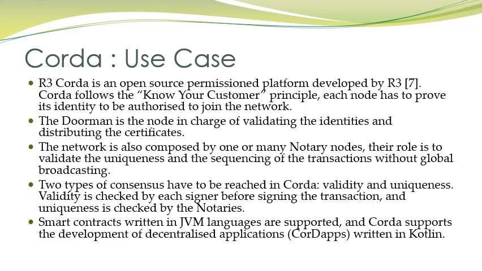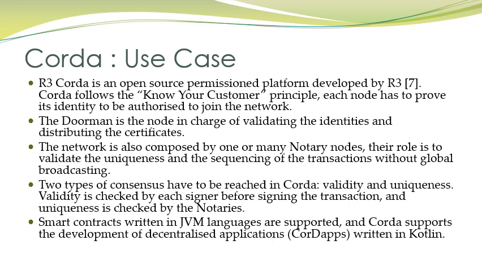The network consists of one or many notary nodes. Their role is to validate the uniqueness and the sequencing of the transactions without global broadcasting. So without broadcasting the transaction to all the peer nodes, there are some nodes, notary nodes, that will validate the uniqueness of the transaction and the sequencing of the transaction.